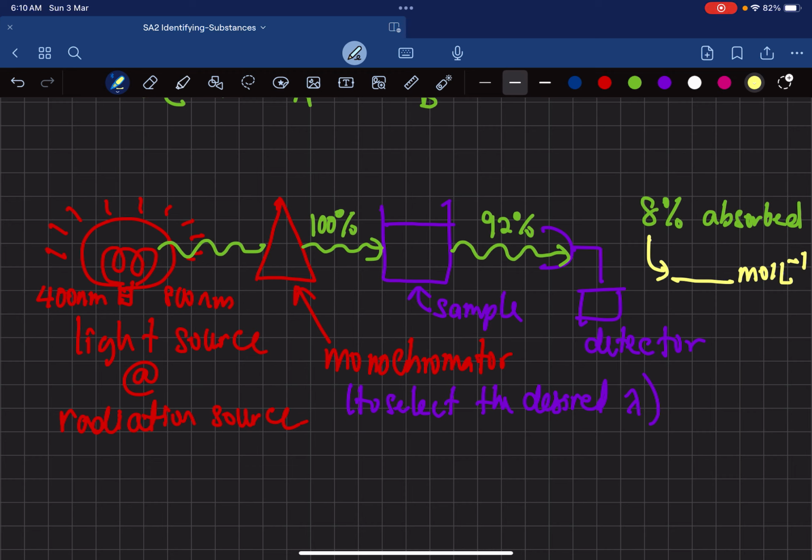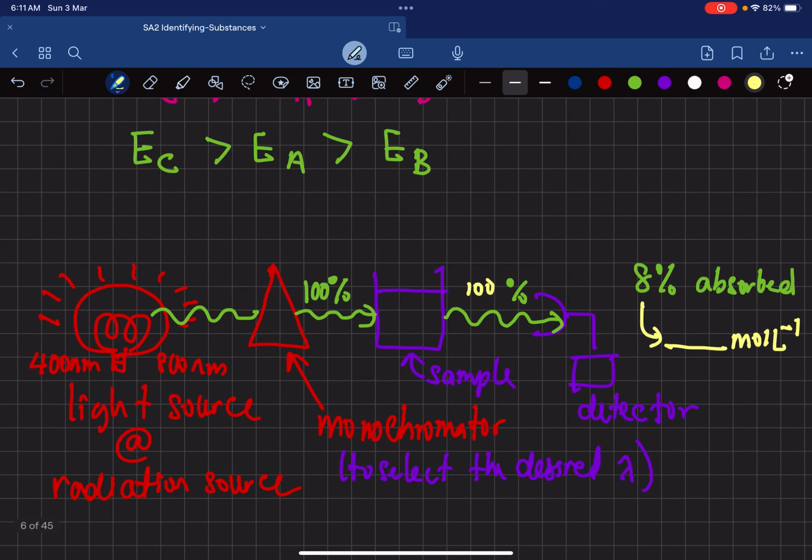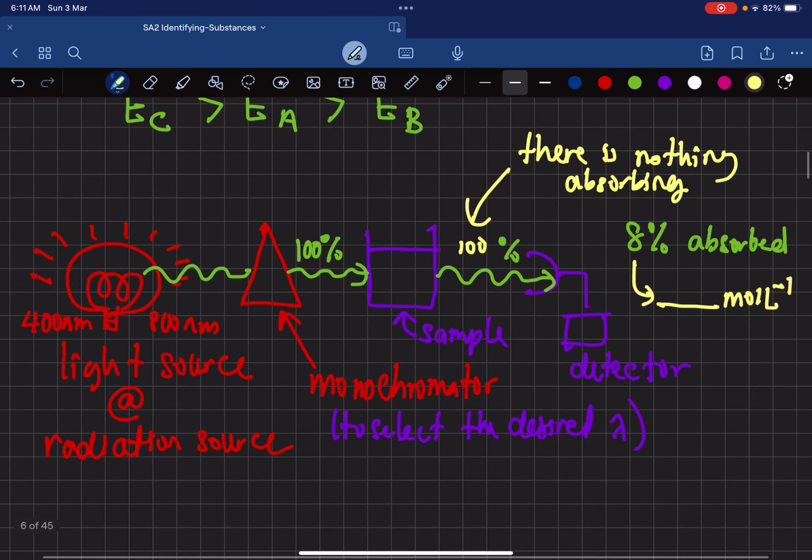But let's say you put in 100%, and what comes out is also 100%. It means that there is nothing absorbing, which means that whatever you're interested in is not there. So this is qualitative. Basically you want to know whether it's there or it's not there. In this case, there is none.